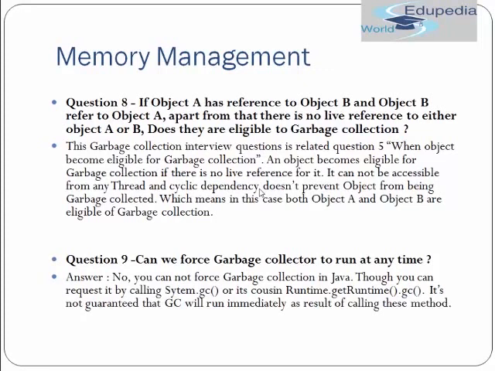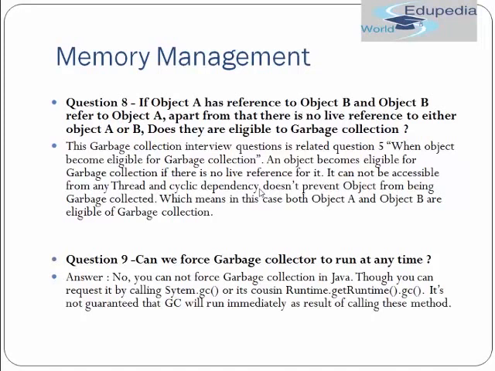Then we have another question which says, if object A has a reference to object B and object B refers to object A, and apart from that there is no live reference to either object A or B, are they available for garbage collection? Well, what it is saying is that there is an object A which has a reference to another object B, and object B is also referring to object A. So will they be eligible for garbage collection?